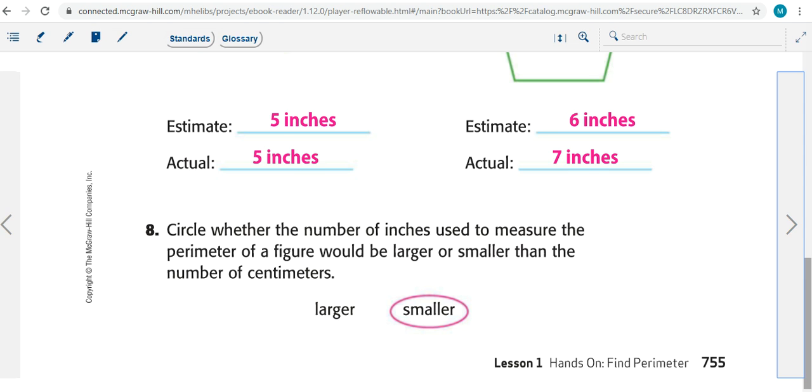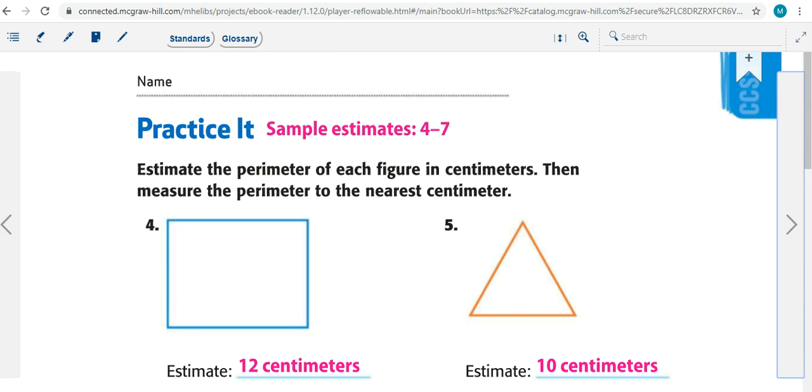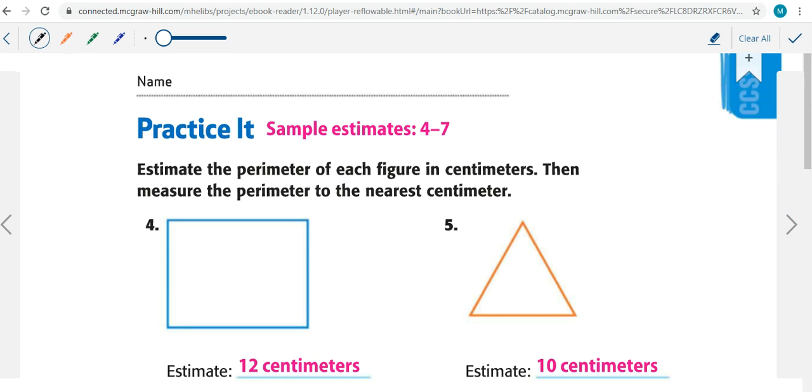Next page. Now, listen you guys. For this part, you are going to use your ruler, and let me explain what you need to do. First we are going to estimate. The estimation of this object that the book is giving is 12 centimeters. You might write another number, but you have to be reasonable. You cannot say that this square, the one that you have in your book, is 500 centimeters. It's not reasonable, okay? It's not logical to do that.